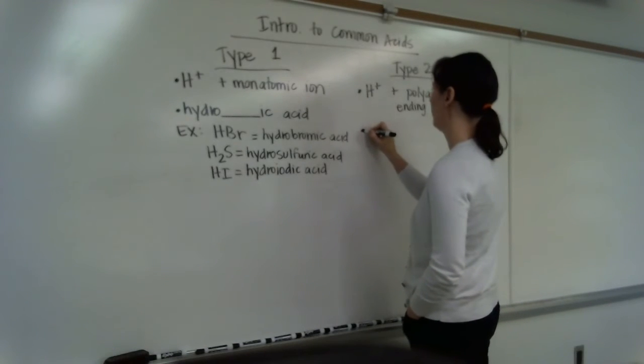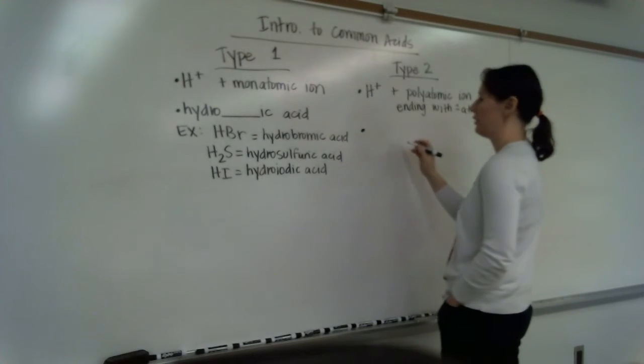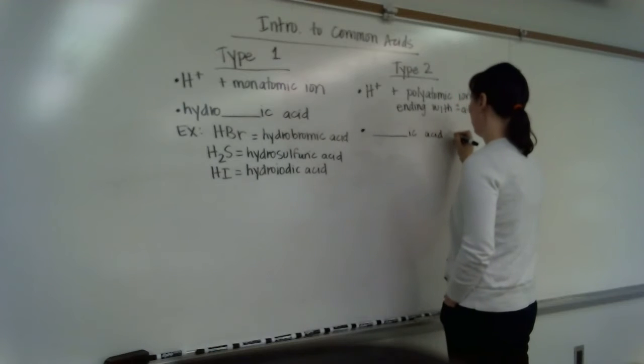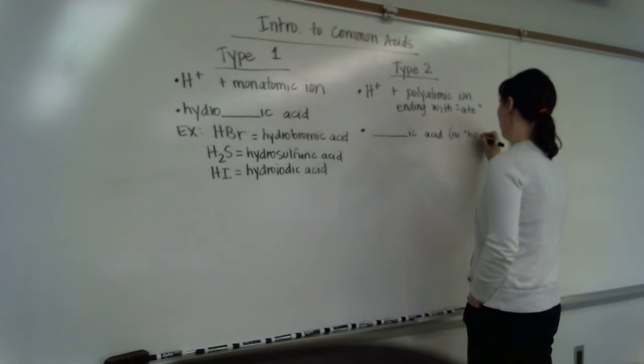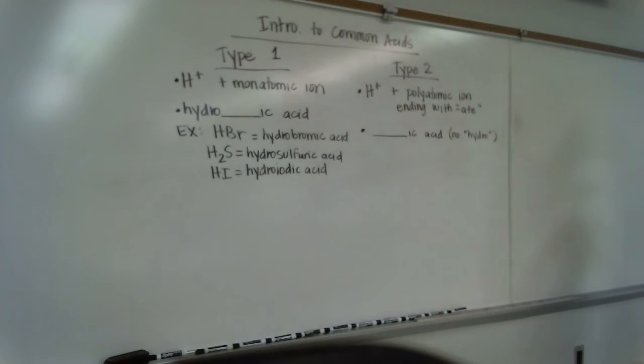These are composed of hydrogen and a polyatomic ion ending with ate. So this is just blank ic acid. There's no hydro. Okay, so do you see the difference between the type 1s and the type 2s? When it's a monatomic ion, you put the hydro prefix. When it's a polyatomic ion that ends with ate, you drop that hydro and you just change the suffix to ic acid.